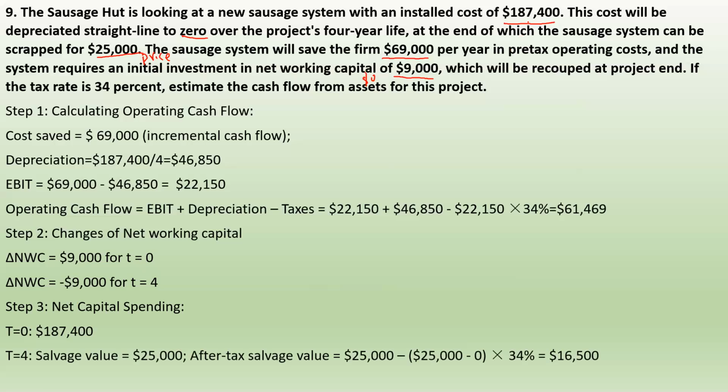For t equal to 4, the salvage value is 25,000. The after-tax salvage value will be this market price minus tax. Remember the book value is 0, so the tax will be based on the market price. So the after-tax salvage value is 16,500.